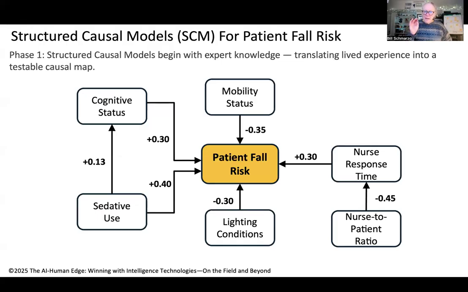This is a structured causal model created by domain experts that talk about the major factors. There's 1, 2, 6 major factors. In life, there's probably more. There's probably 12, 14, but there's not thousands, right? There's maybe thousands of factors that impact each of these particular causal factors, but themselves, things like cognitive status, how with it are they mentally, how much sedation are they on, what is their mobility status, the lighting conditions of the room they're in. And you have these sort of secondary ones like nurse response time in a fall situation is heavily impacted by nurse to patient ratio. And so you capture this and you capture some of the relationships and the strength of relationships.